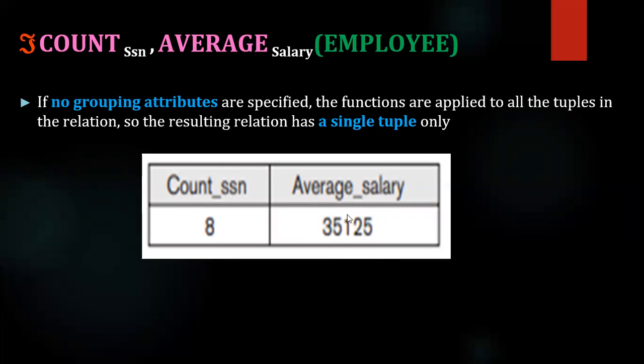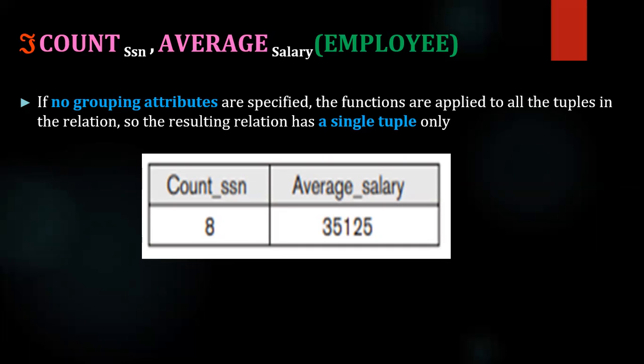And here if I observe the headings for the resultant table, this is count_SSN and this is average_salary. Here I have not used any project operator to display the headings, but implicitly the aggregate function has renamed the columns, because these columns are neither available in the employee table nor explicitly specified here. So this is done implicitly by the aggregate function.